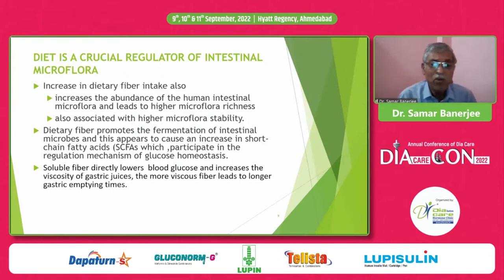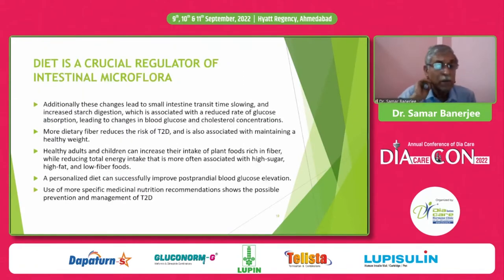Dietary fiber promotes the fermentation of intestinal microbes, and this appears to cause an increase in short-chain fatty acids, which participate in the regulation mechanism of glucose homeostasis. Soluble fiber directly lowers blood glucose and increases the viscosity of gastric juices. The more viscous fiber leads to longer gastric emptying time, and longer gastric emptying time means slower glucose absorption.